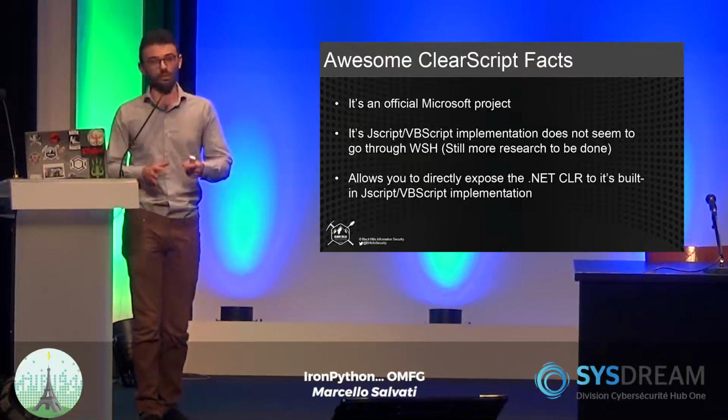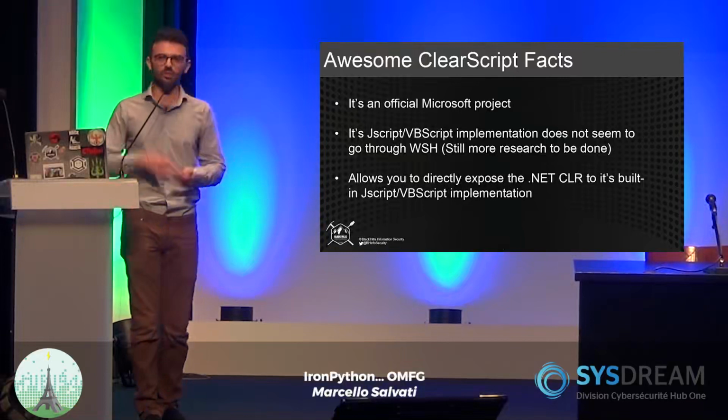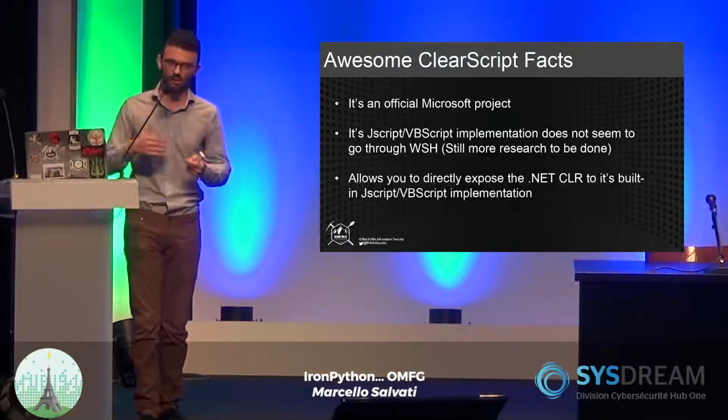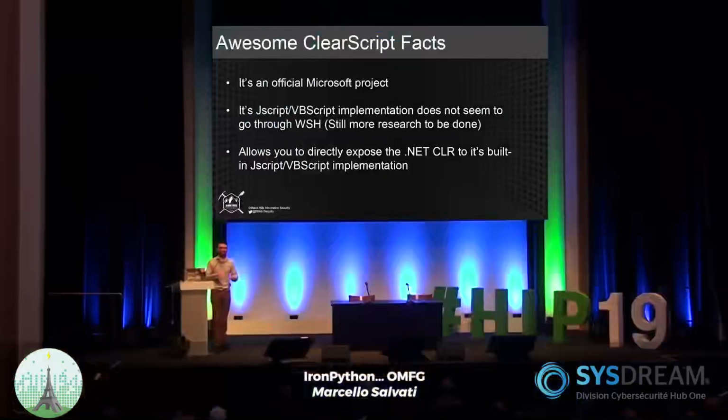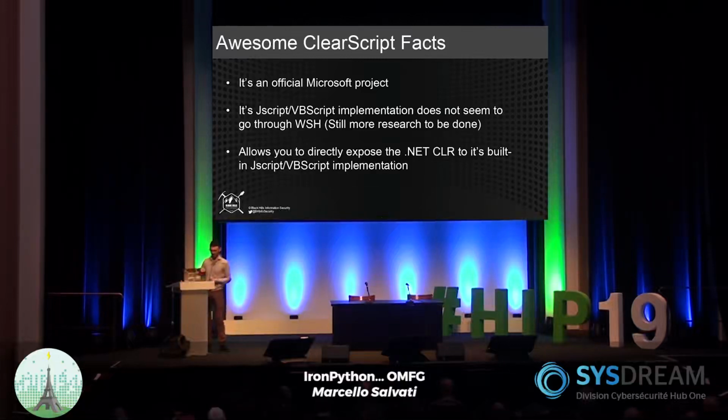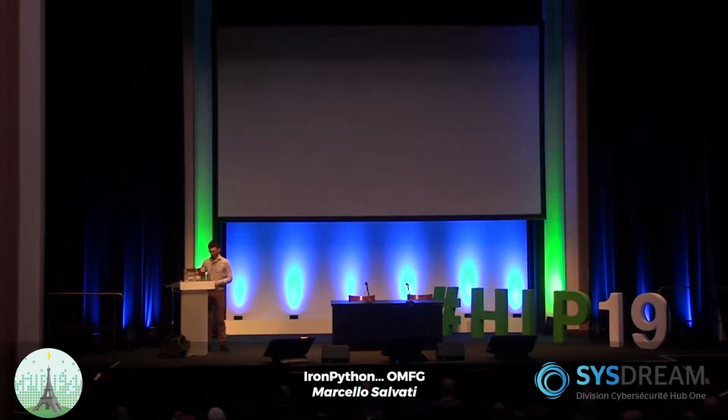What's also really cool, though, is that ClearScript allows you to expose the .NET CLR to JScript itself. So you can just dynamically call .NET APIs from JScript from an embedded ClearScript engine within PowerShell. It gets complicated, but you can just keep embedding these languages until you get the desired functionality that you want. So, and this is another demo real quick. And let's see here.